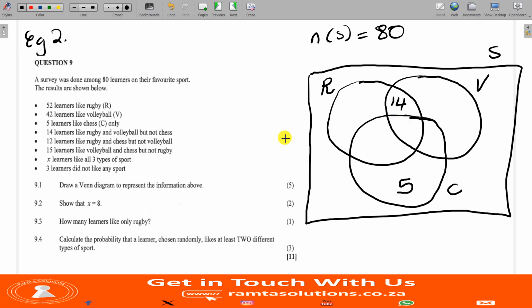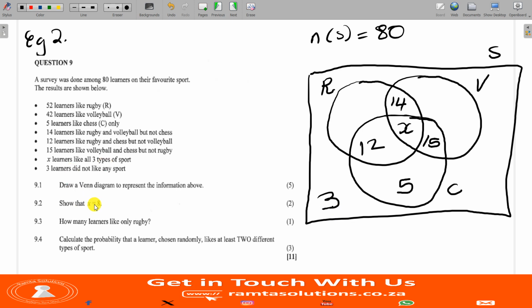Cool. 12 learners like rugby and chess but not volleyball. So rugby and chess but not volleyball. 15 learners like volleyball and chess but not rugby. X learners like all three sports. And then 3 did not like any sport. Here, 3 did not like any sport.